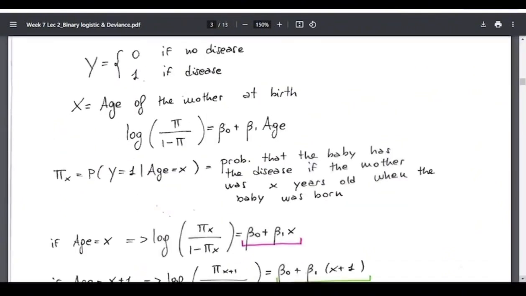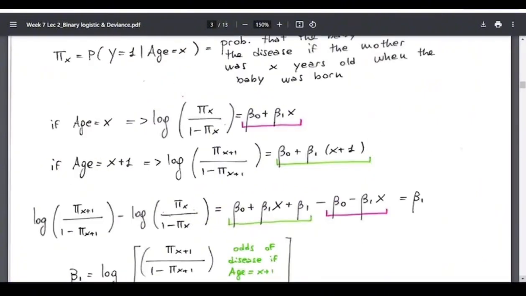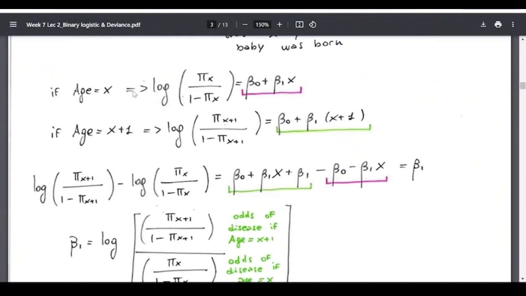Okay. This is another one. Please pay attention. Here we're still talking about disease, no disease. Here we're looking at the effect of age. And we actually have this model. What is the probability that the baby has the disease if the mother was X years old when the baby was born? Okay, please pay attention now. This is the model.